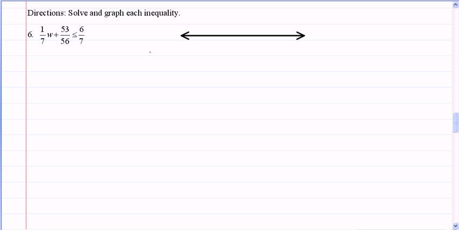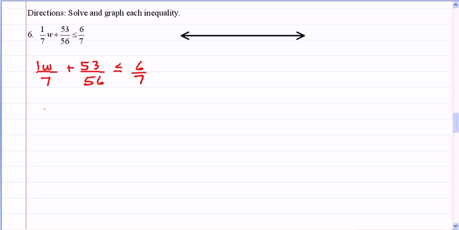For number 6, now we have an inequality, but the process is exactly the same as it is for an equation. So starting with 1/7 w, I will rewrite this as 1w over 7, or just w over 7, plus 53 over 56 is less than or equal to 6 over 7.